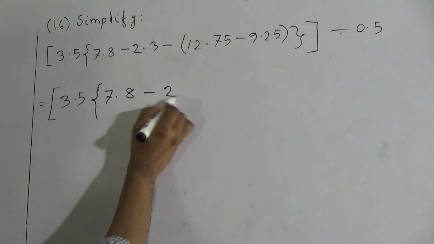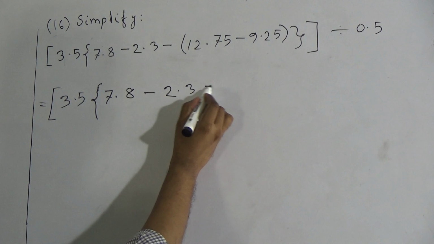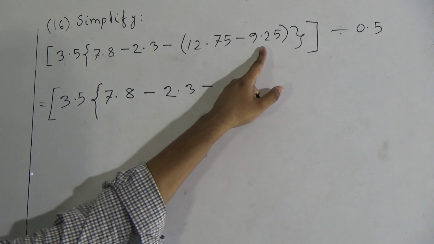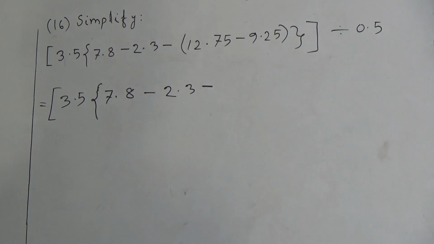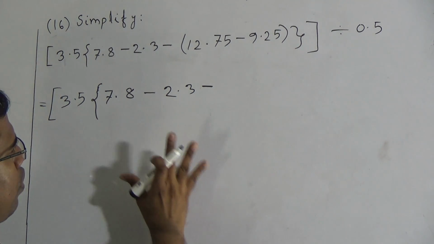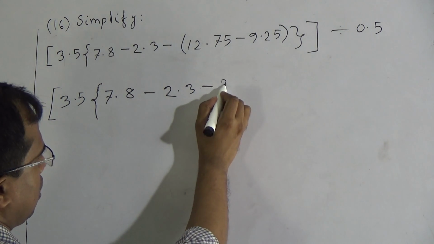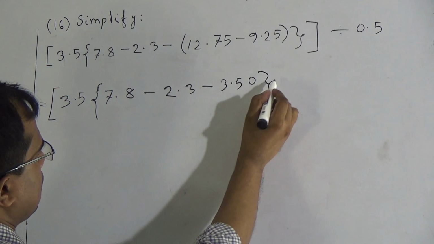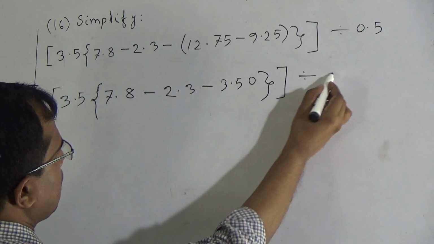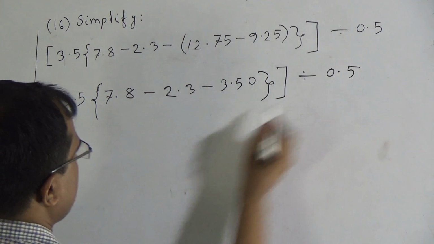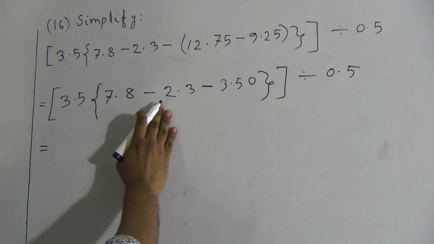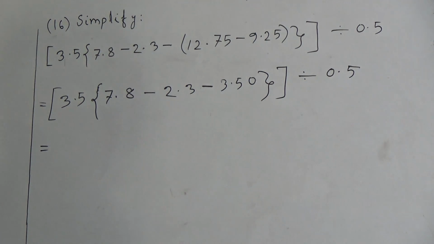7.8 multiplication 2.3 minus, if we subtract 9.25 from 12.75, then it will be 3.50. 3.50. Second bracket, third bracket, division sign 0.5. Okay, now we'll do the work of the second bracket. Here 7.8 minus 2.3 minus 3.50.